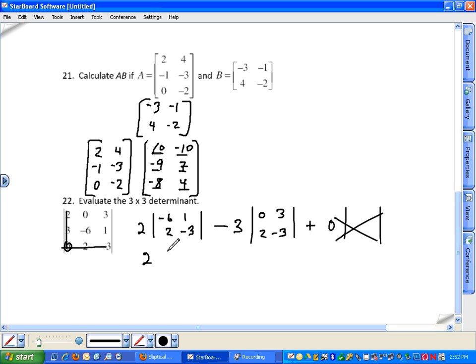Now, the determinant of a 2 by 2 matrix is A times D, which is 18, minus B times C, which is 2. Same thing, this one here, it's A times D, which is 0, minus B times C, which is 6. 18 minus 2 is 16, times 2 is 32. -3 times -6 is 18. That results in a 50. This will be the end of part 3.